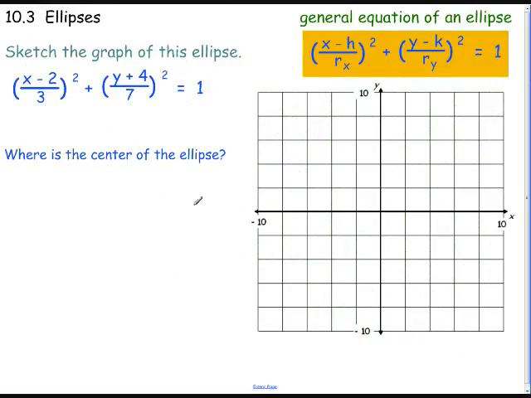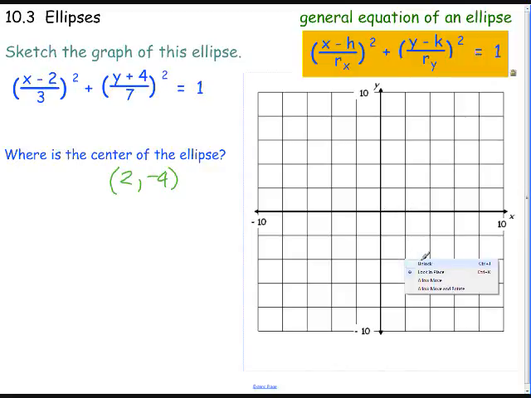Okay, so we figured out what the center was. It was at, let's write it down, 2, -4. We'll go ahead and graph it on a coordinate plane. Notice that these are 2 by 2 grids. So I go over 2 for my x and down 4 for my y. Right here. That's my center.